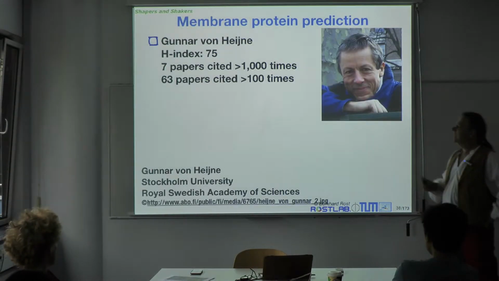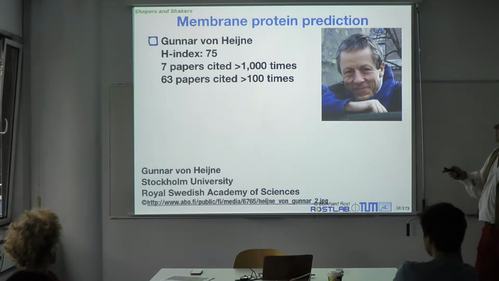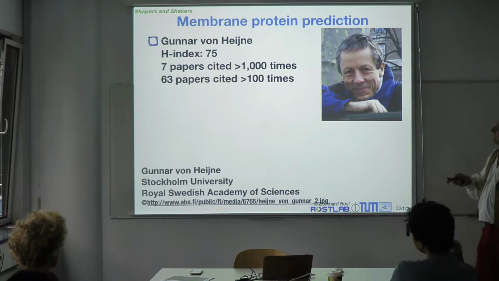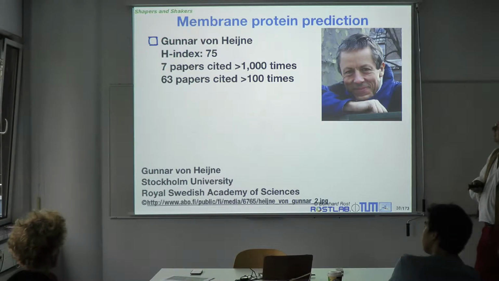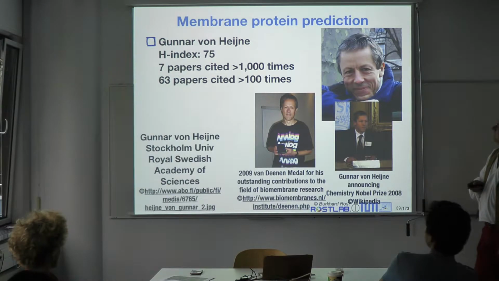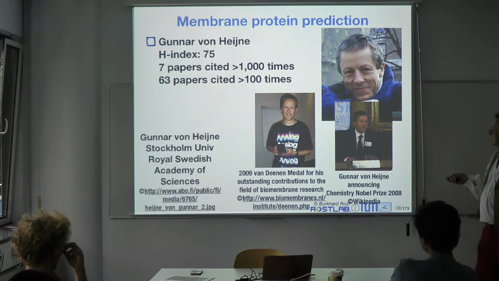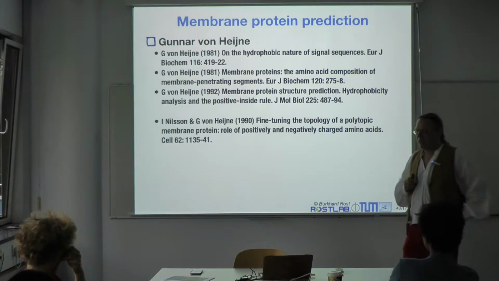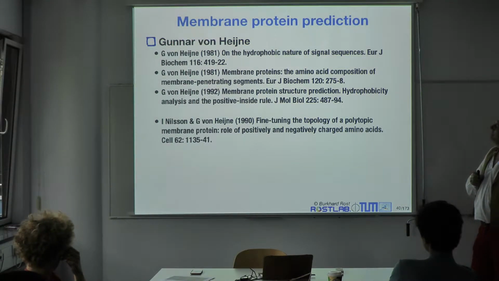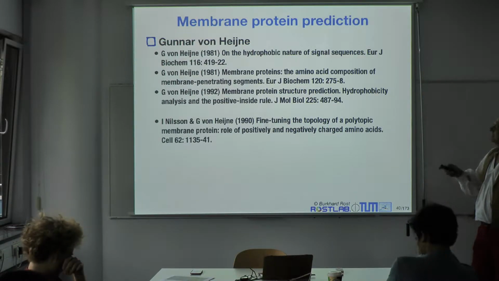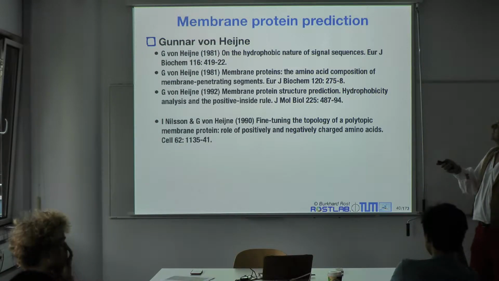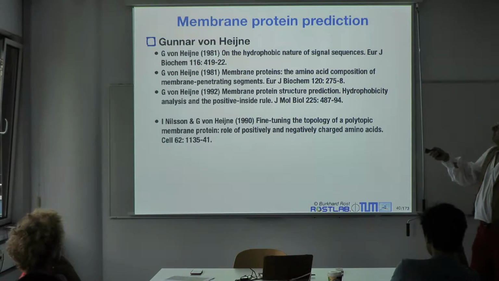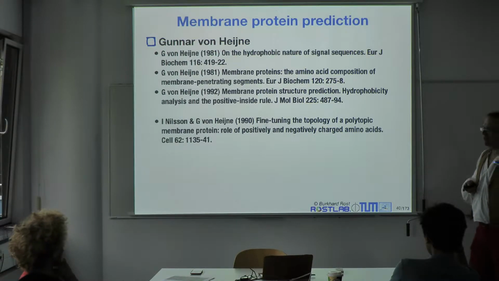And this sort of idea in the next level came from Gunnar von Heijne, who is one of the giants in the field, and in fact, here you see him announcing the Nobel Prize in Chemistry in 2008, as he is the Secretary of the Nobel Prize Committee for Chemistry, the current one. He was the one who pushed the prediction of membrane proteins more than anybody else, and of signal peptides. He contributed immensely in the early days, and still contributes immensely to the understanding of membrane proteins. And originally, really here, this is only hydrophobicity.